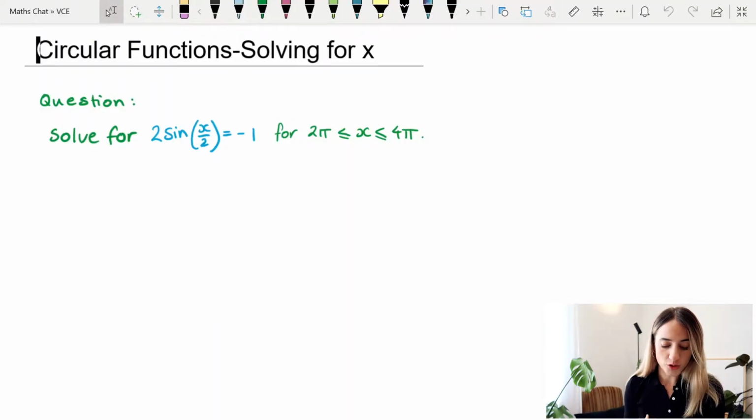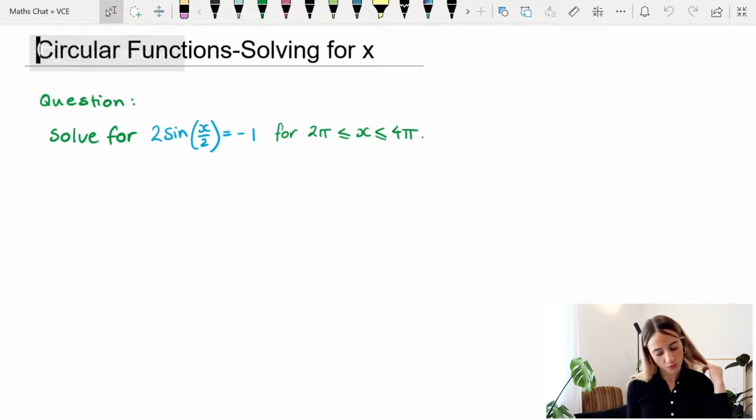Now with this particular question that I'm going to show you, which is solve 2 sine x over 2 equals -1 for the domain of 2 pi to 4 pi inclusive. I have not been asked to graph it or anything like that. It's purely algebraic solving, okay? So let's work through it.